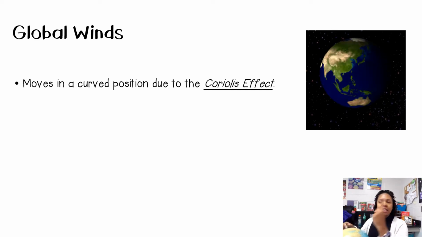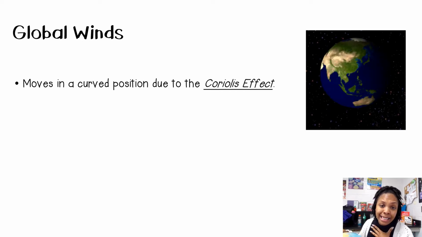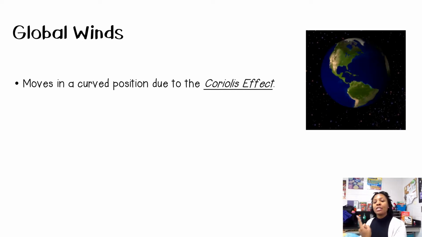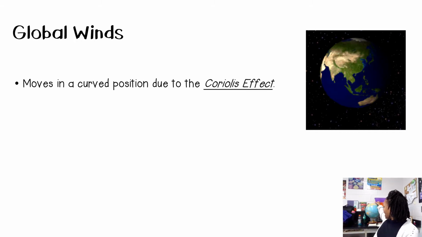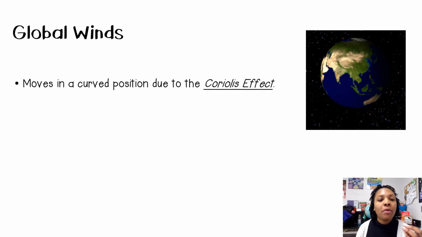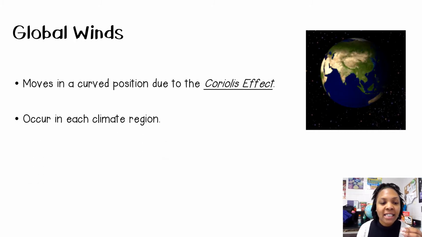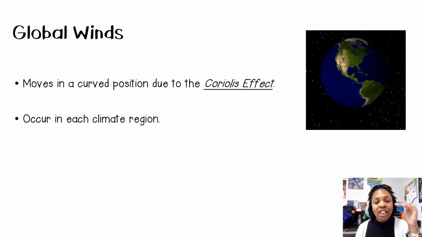All right, if I were to start spinning, eventually I wouldn't spin in a straight line because Miss Brown is not a dancer. Eventually, I would start moving in a curved or zigzag way. But global winds move in a curved position due to the Coriolis effect. They occur in each climate region.